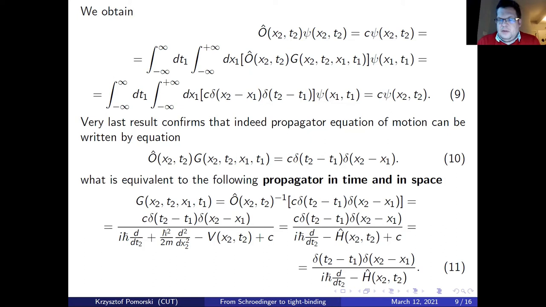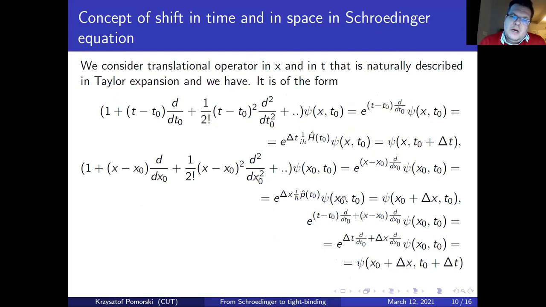So these are symmetry generators: the Hamiltonian can describe the system's shift in time, and the momentum can describe the system's properties under a shift in space. All right, so let me do a few nice tricks which will be helpful. So we have this concept of shift in time and space in the Schrödinger equation. And what's the philosophy? It's nothing else than the philosophy of two-variable Taylor expansions, and a way of writing this in compact form.